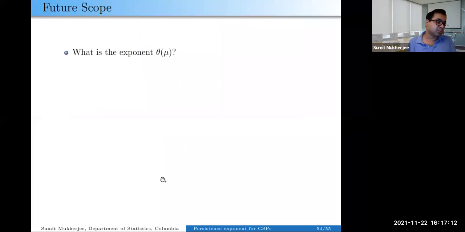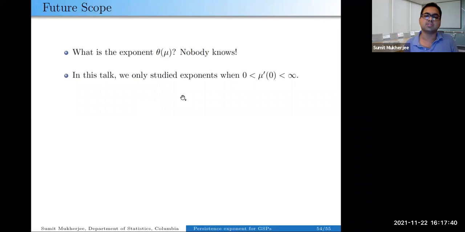So what are some things that one can try to think about? What are the things that remain open? One is, what is the exponent theta mu? In some special cases we have some guesses, but in general, if you give me a mu, then I guess the answer is that we don't know. We have no guess as to whether there is a nice formula in terms of the mu. Most likely there isn't, but okay, so that's a question.